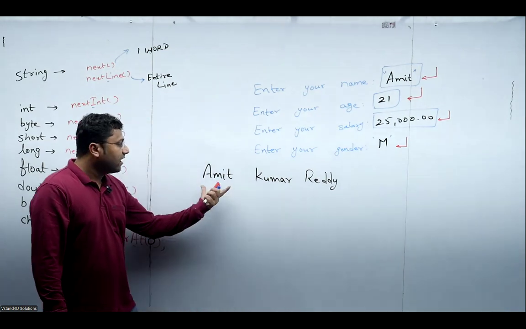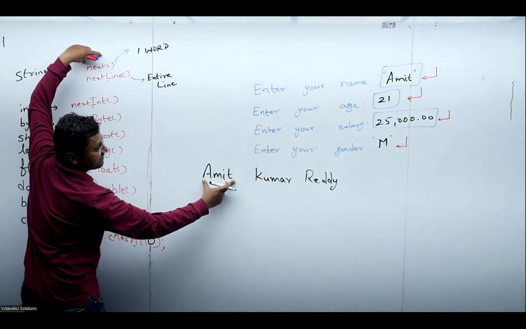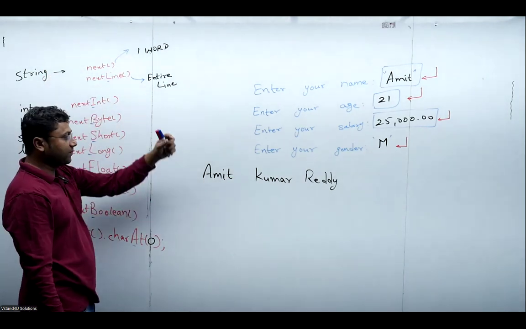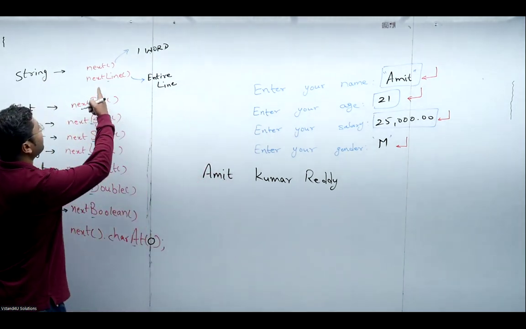In that case, if I use the next method, only this much portion will be used. Are you getting my point? If I call the next method, only Amit will be read, the first part before the space. No, I want the entire name to be read. Then boss, you have to go for the nextLine method.